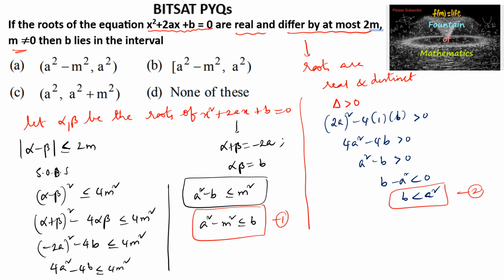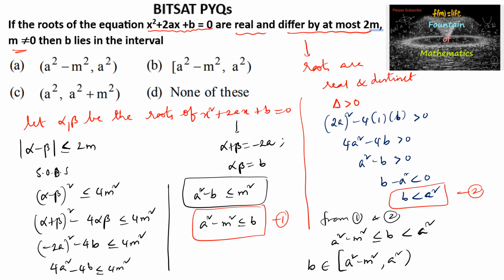So from 1 and 2, we can say b lies between a square minus m square, which is included, and less than a square. So we can say that b belongs to the interval a square minus m square closed, comma a square open. So which is our option? B. Option B is the answer.